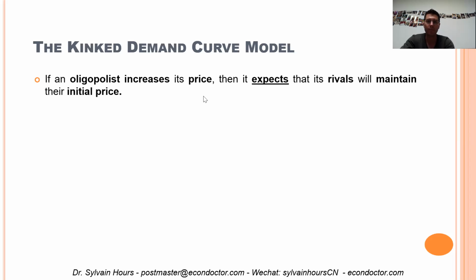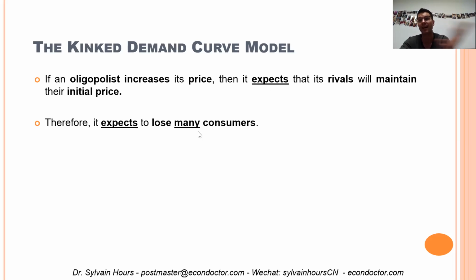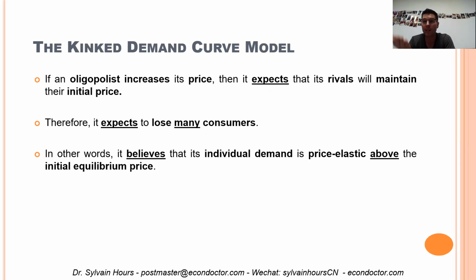So if an oligopolist increases its price, it believes that its rivals will maintain their initial price. The consequence is that the oligopolist expects to lose many consumers, because it has a higher price now than its competitor. So if I raise the price, I expect the quantity demanded to me will decrease a lot. In other words, I expect that my individual demand is relatively price elastic above the initial price. If I raise the price, I lose many customers, so the demand I face is relatively elastic.